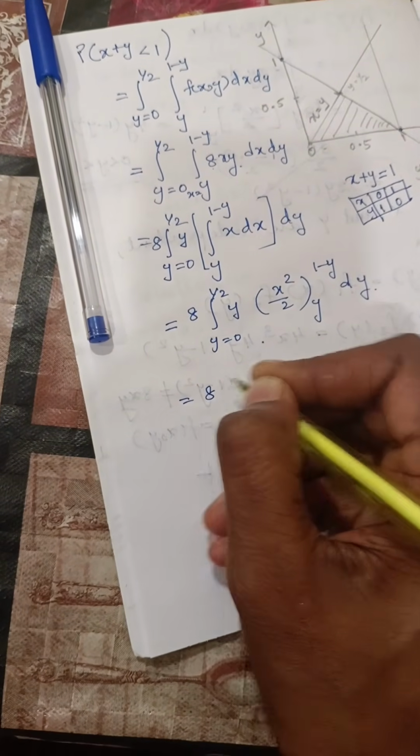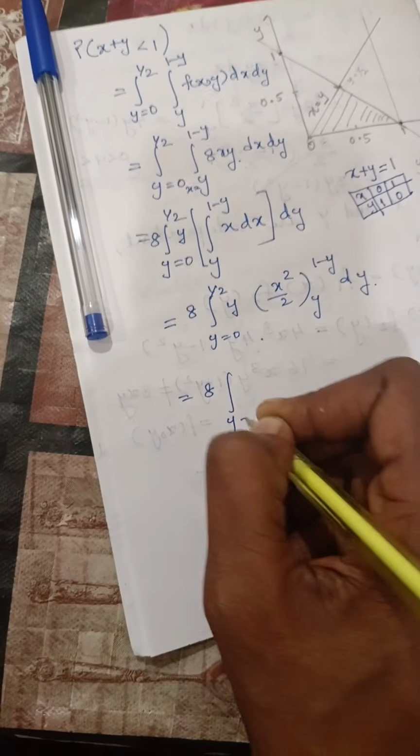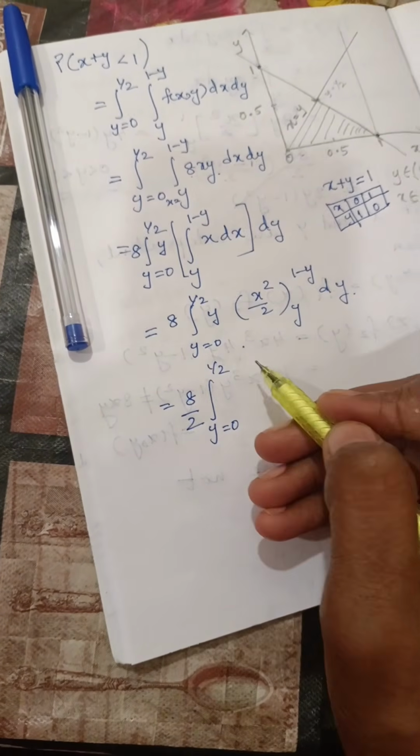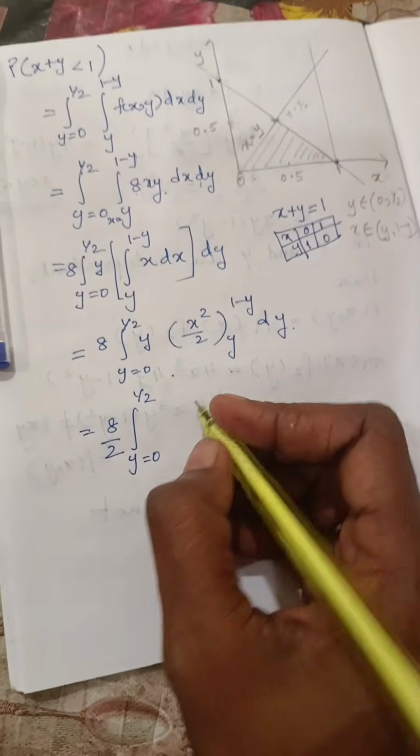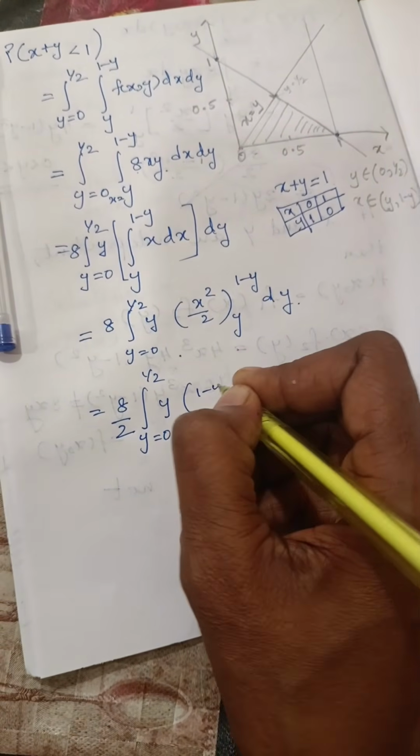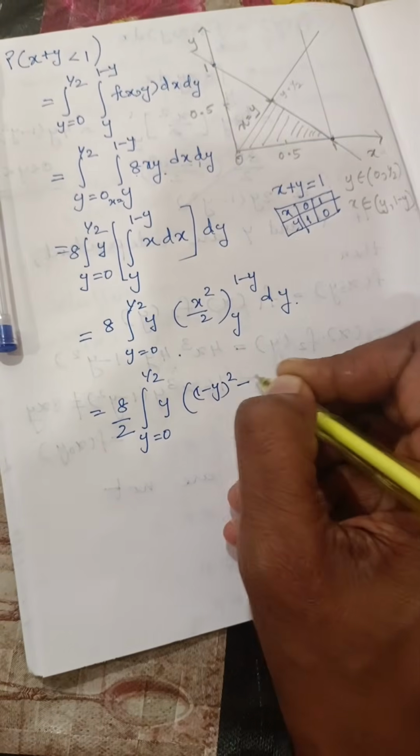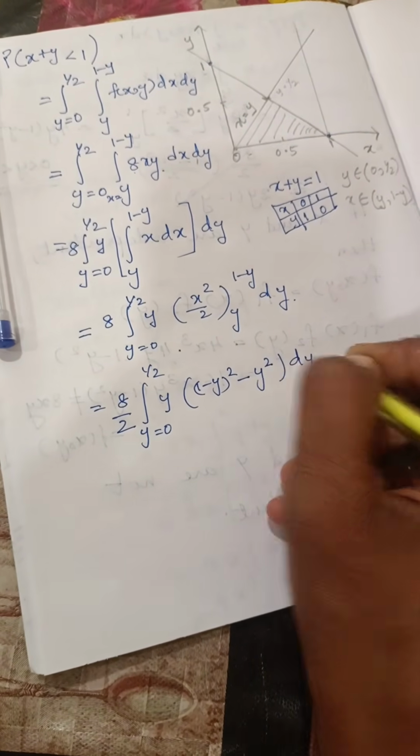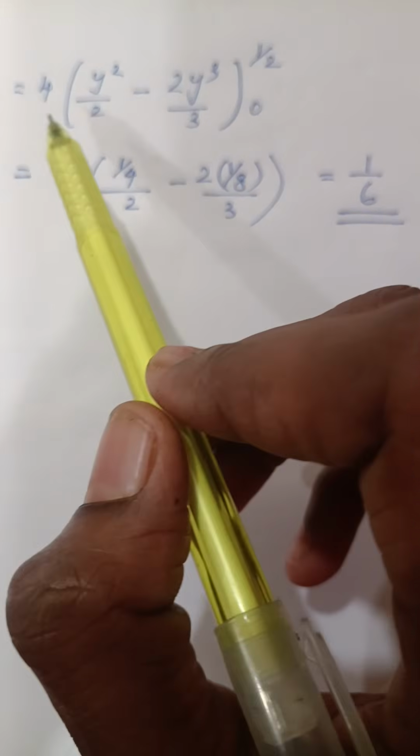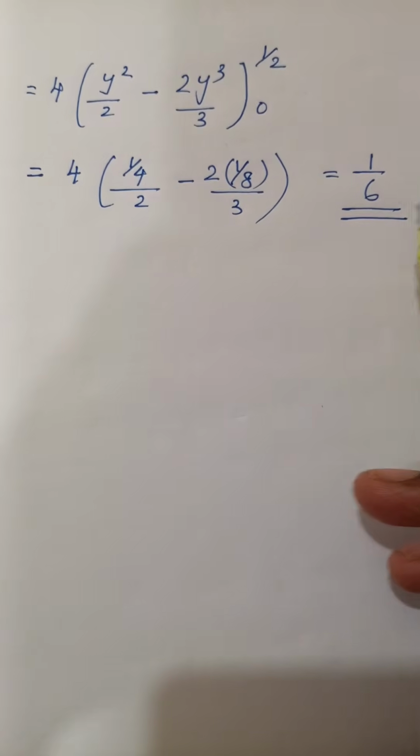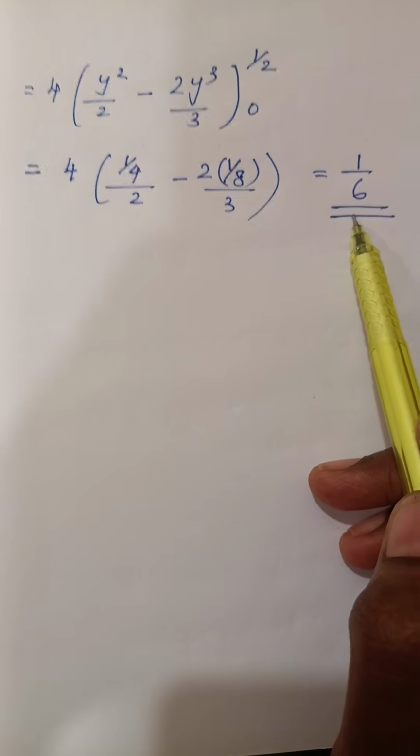So apply the limit y equal to 0 to 1 by 2. We can take this 2 outside. Now apply the limit: 1 minus y whole square minus y square dy. So after integrating we will be getting like this, and applying the limit and on simplification we will get the answer as 1 by 6.